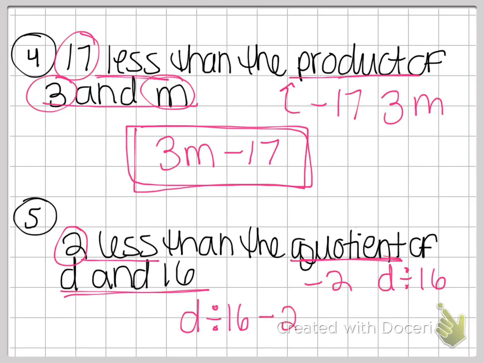So I'm going to take the quotient of d and 16, d divided by 16, and show 2 less than that. Okay? There's another way that we can show d divided by 16 that we want to make sure we're starting to get in the habit of, and that's using fractions. So d divided by 16, we can show it the normal way with our division sign, or we can use it as a fraction, d over 16. It's the same thing. So I'm actually going to rewrite it with the way that we should be getting used to it. d over 16 minus 2.